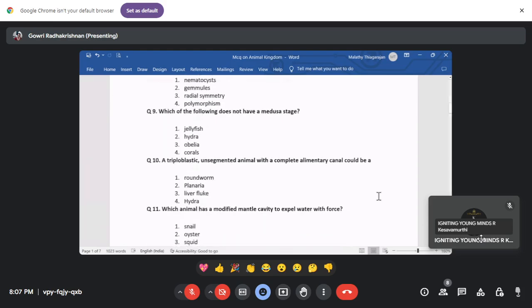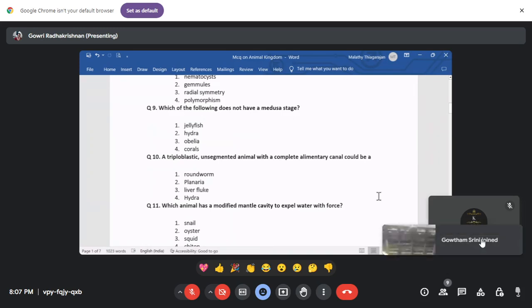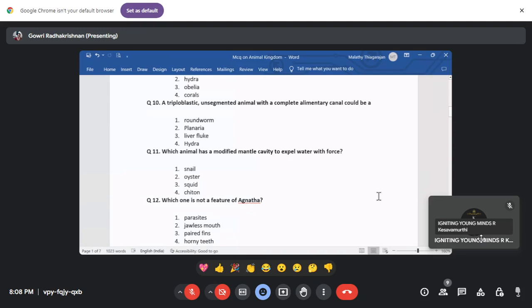Okay. Which of the following does not have a medusa stage? You can look at the options and tell. Hydra. It does not have a medusa stage. It reproduces by budding, isn't it? Am I going very fast? No, ma'am. Okay. Because suddenly you went quiet, so I was wondering. Okay.